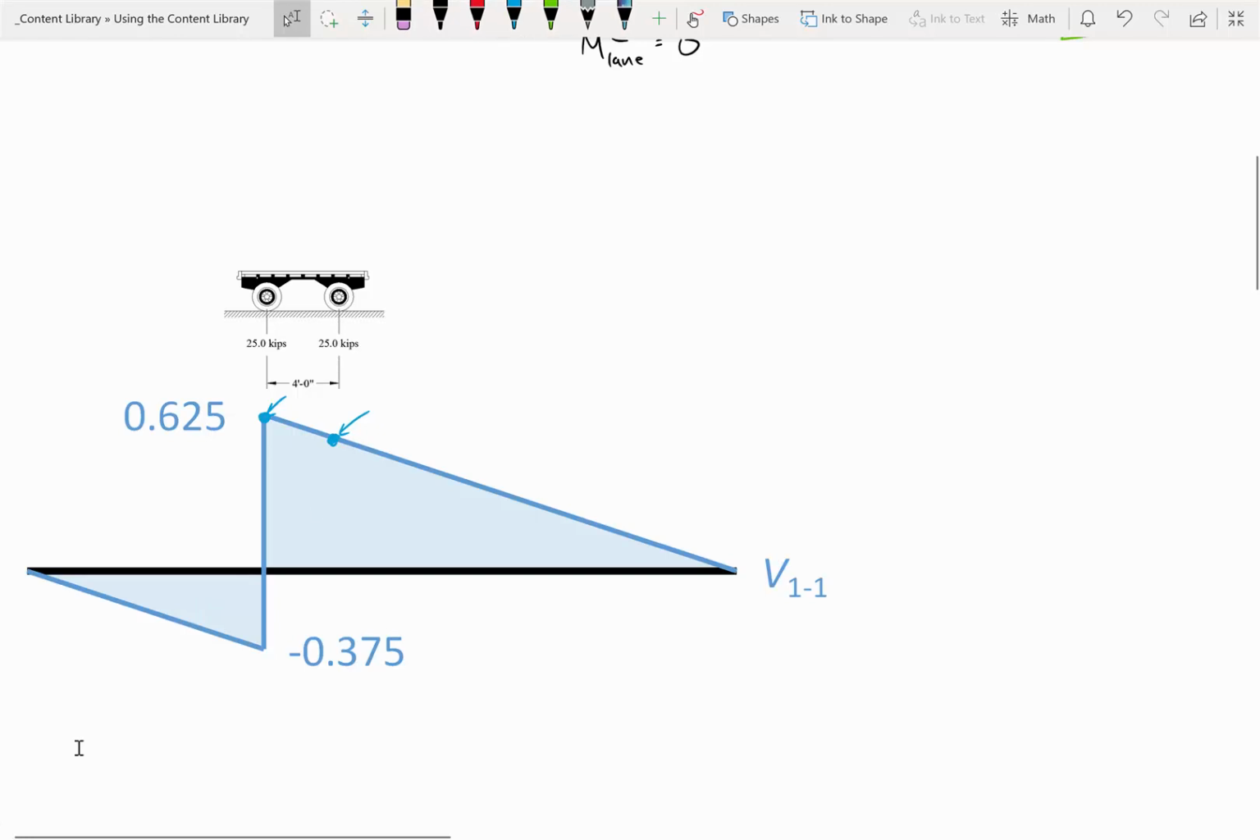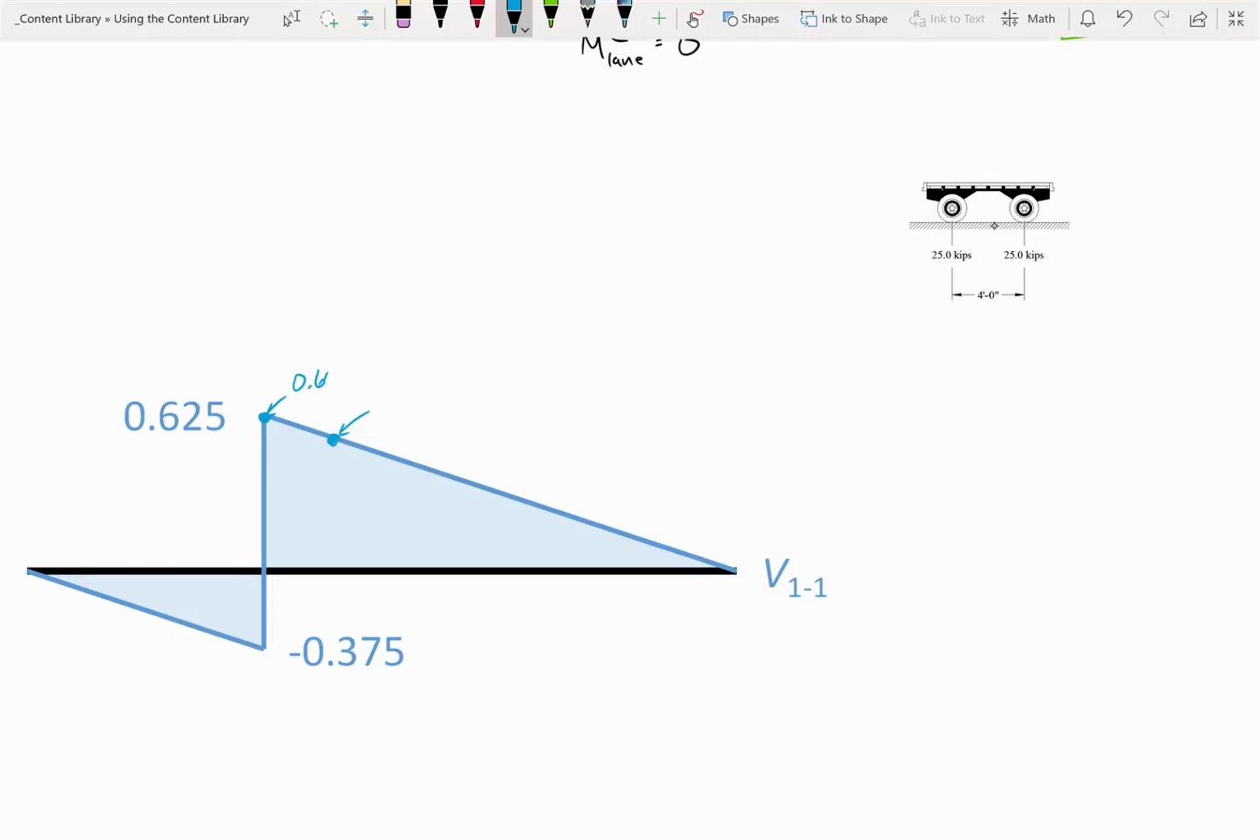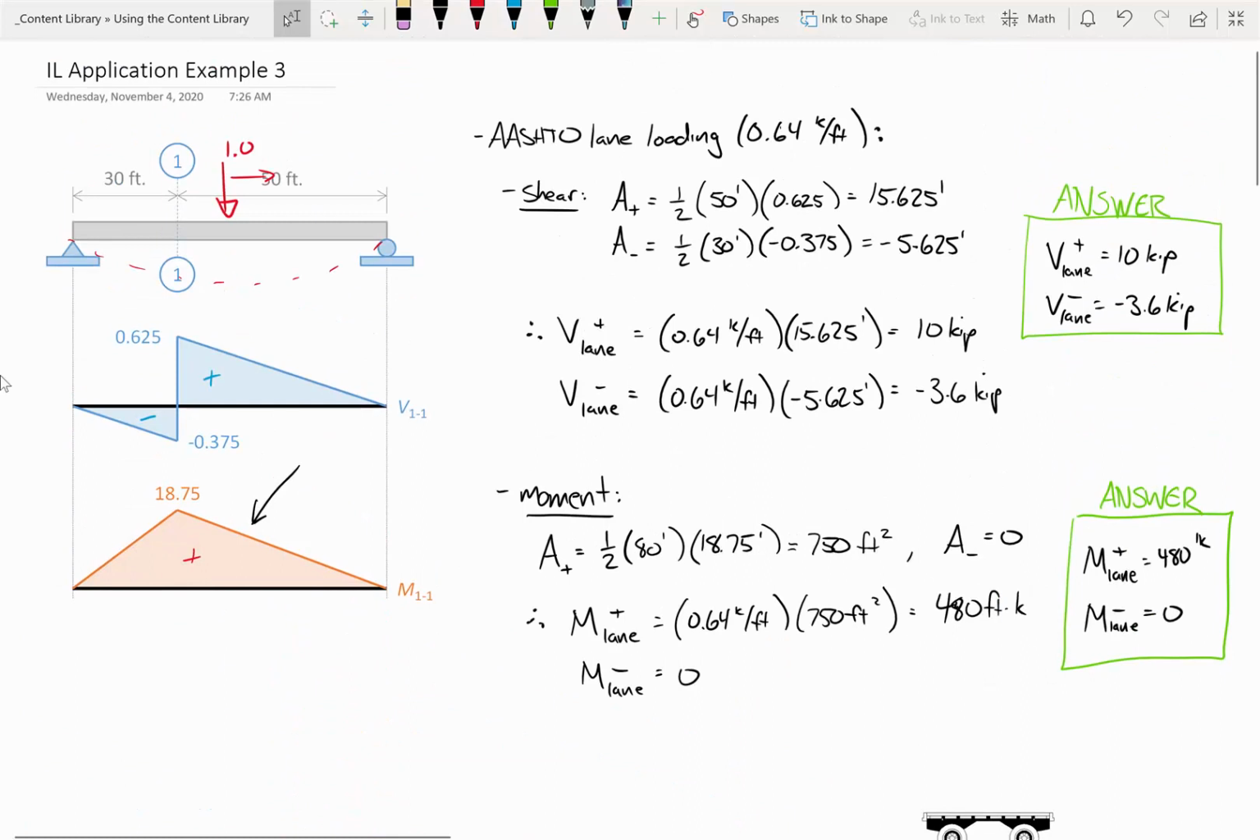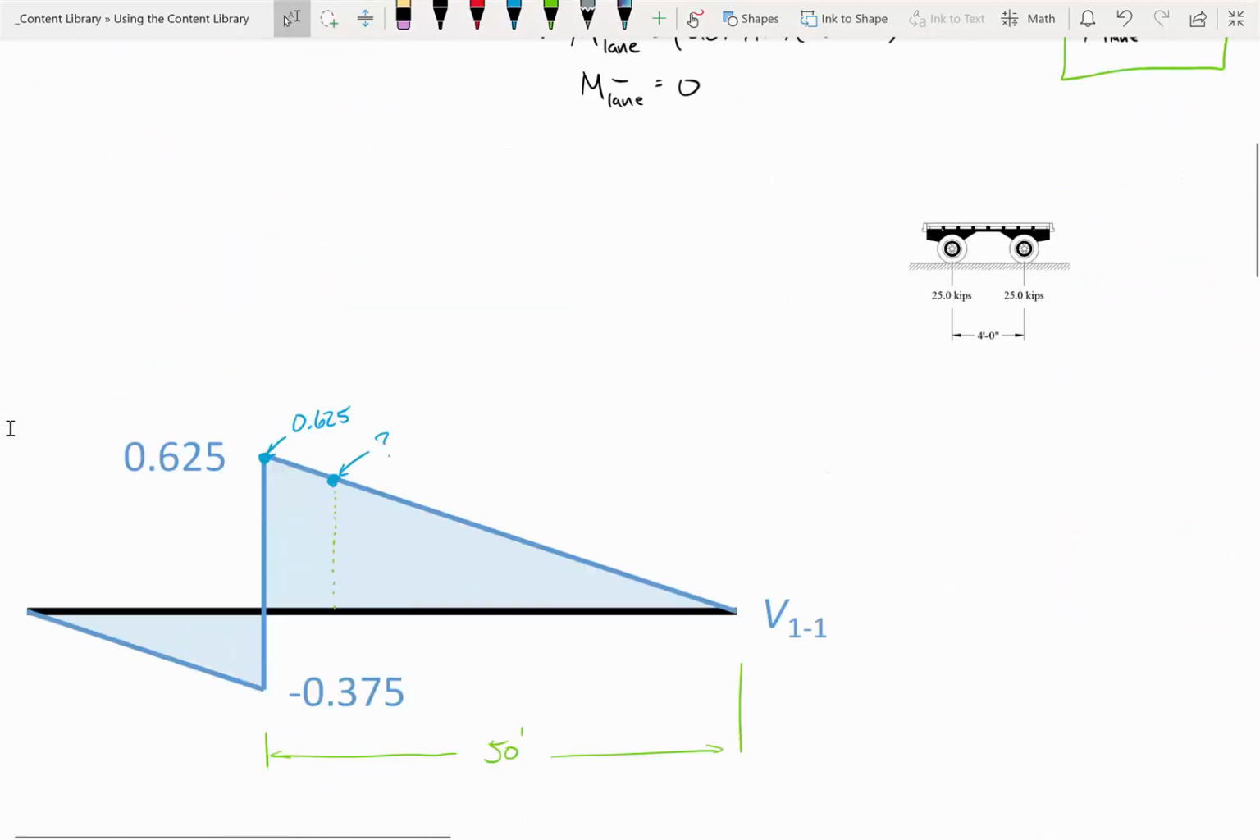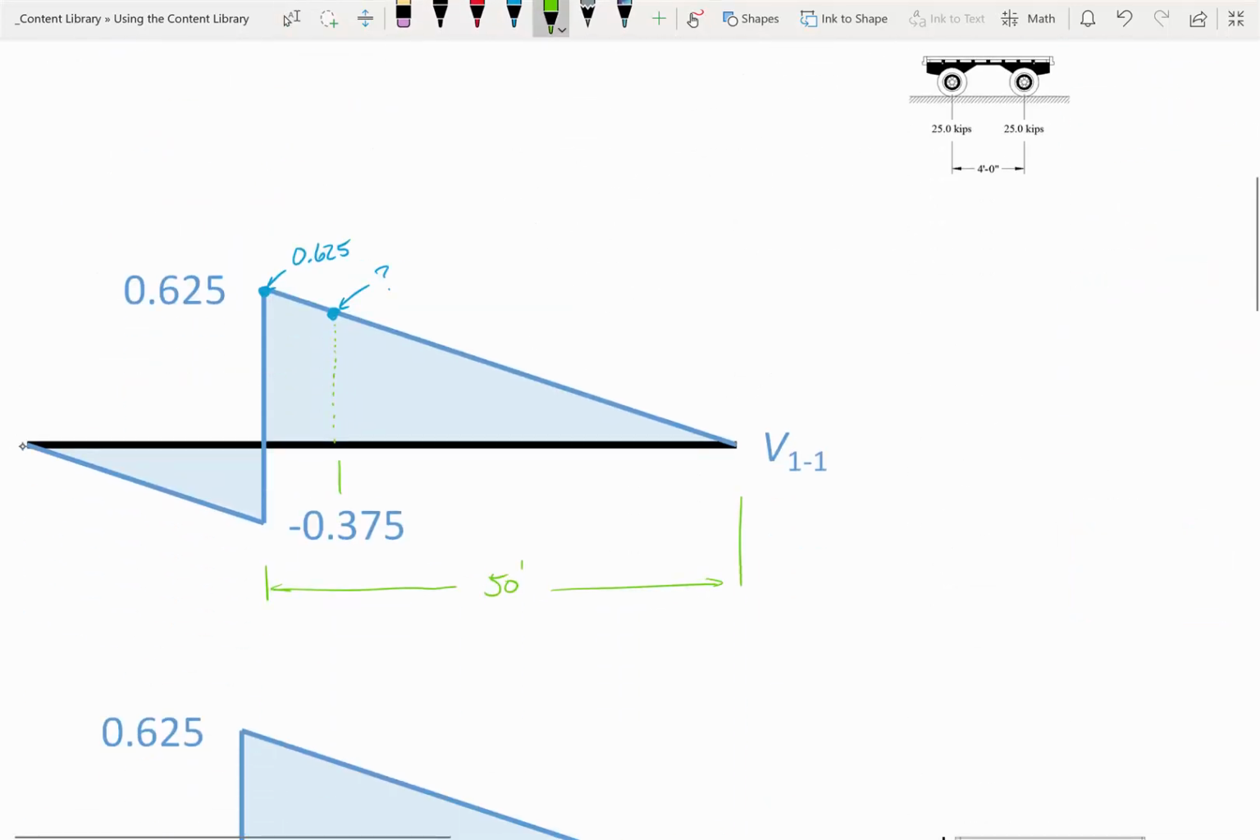So let me get this truck out of the way here. I know this value from the influence line is 0.625. That's easy. Let me write it here, 0.625. What about this one? How do I figure that out? Well, this just involves some linear interpolation. So let's look at some things. This dimension here, from the other part of the problem, is 50 feet. Let me draw this out. I'm just getting that from the left side of the beam. So that's 50 feet. All right, so if this is 50 feet, then what is this dimension here?